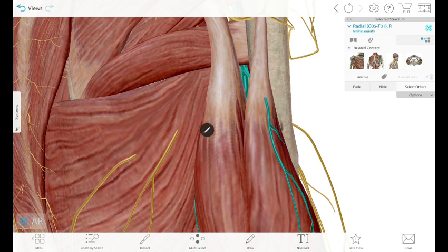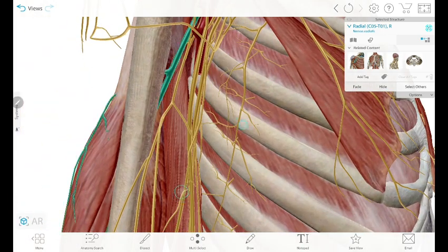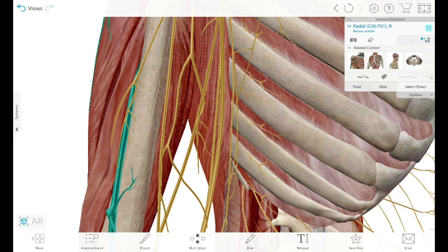So we can see that the radial nerve is exiting out through this space, and then it is supplying the long head and lateral head of the triceps, not biceps. Now after supplying these muscles, it travels over the spiral groove.